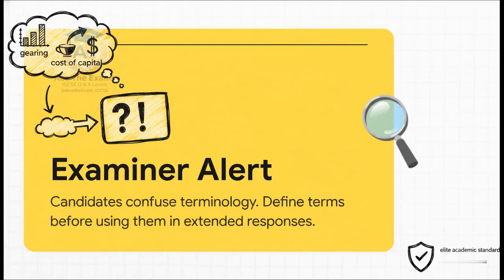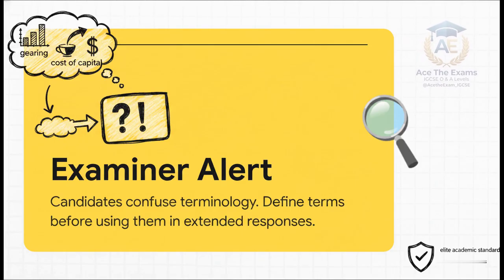Right, so the assessment objectives for sources of finance actually target 3 distinct cognitive domains: knowledge, analysis, and evaluation. But as we navigate these, I literally cannot stress this next point enough. This is a massive examiner alert that I pulled straight from the principal examiner reports. The examiners themselves note year after year that candidates consistently confuse key terminology across these domains.